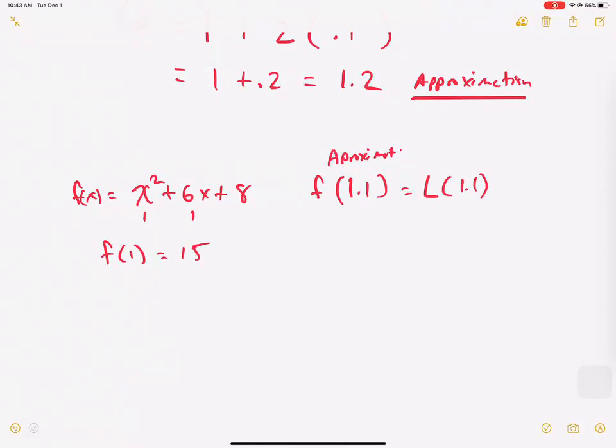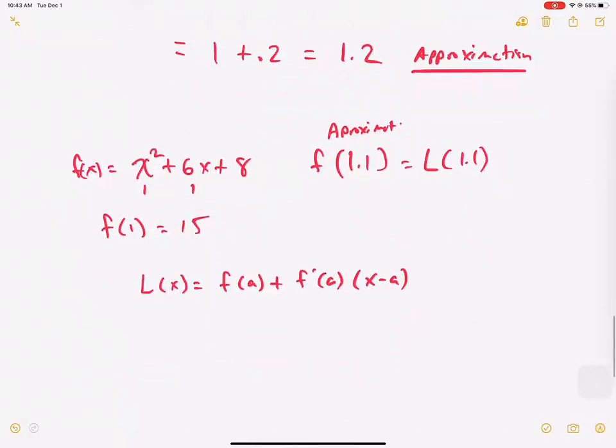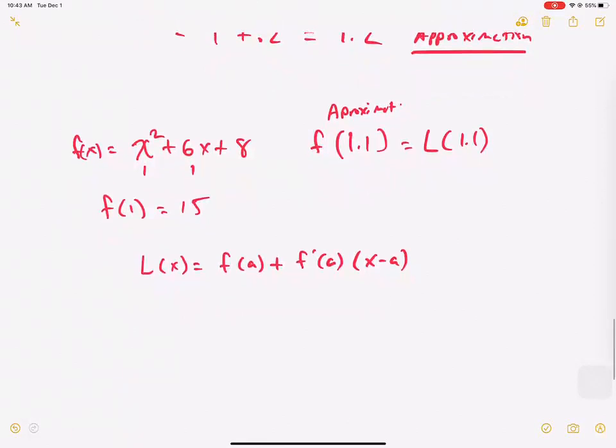And then linearization for us is f of a plus f prime of a times the difference x minus a. Again, that's just the difference. So what's the derivative? F prime is pretty easy. It's going to be 2x plus 6. What is f prime of a? What's f prime of 1? That's going to be 8, right? Pretty fast.